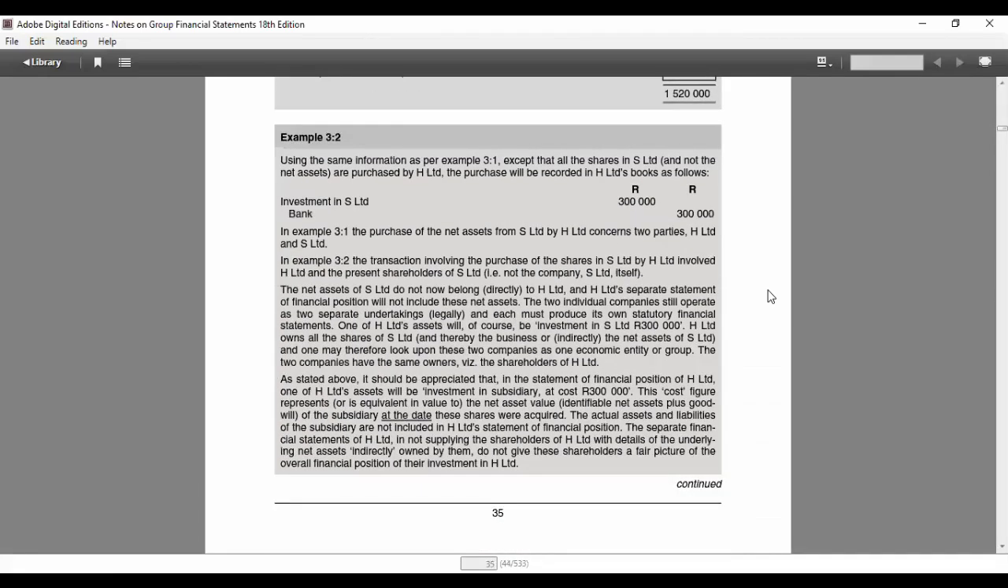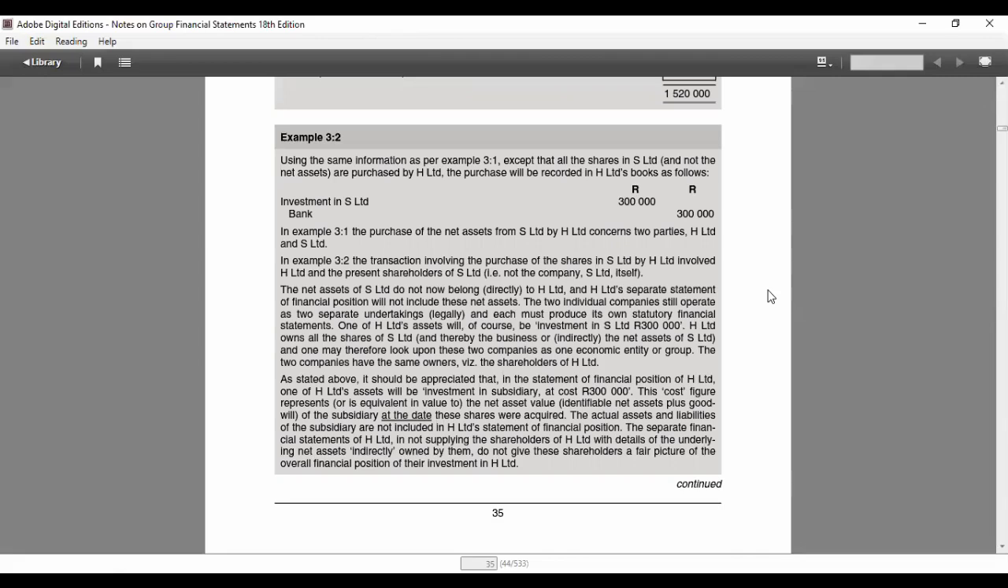So for this reason, we would prefer to do example 3.2, where instead of having one company that has everything in it, we have H that has H in it, and H then buys the shares for 300,000. So they own a share, they have an investment. In their books, under the non-current assets, we would now see investment in S Limited, and our current assets will be down by that 300,000 because we would have purchased that investment. And then S would be sitting on its own, showing all its position.